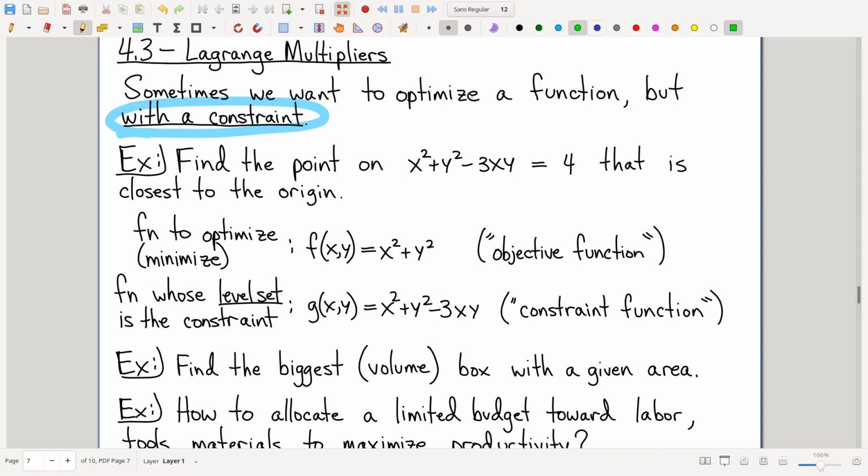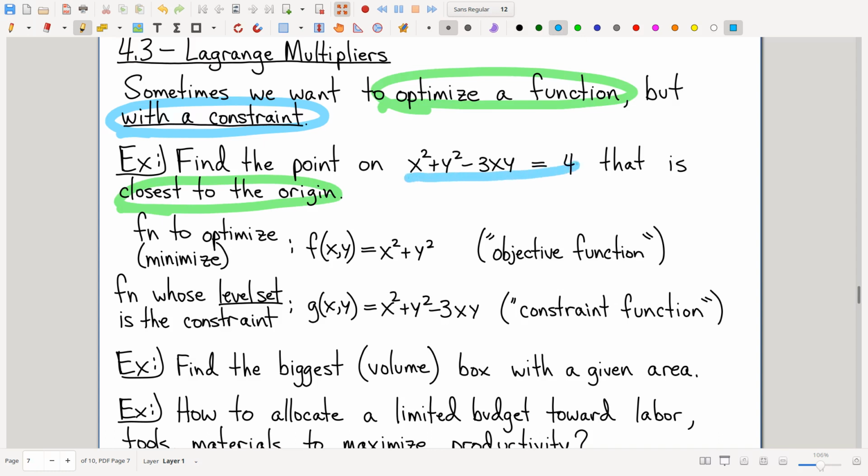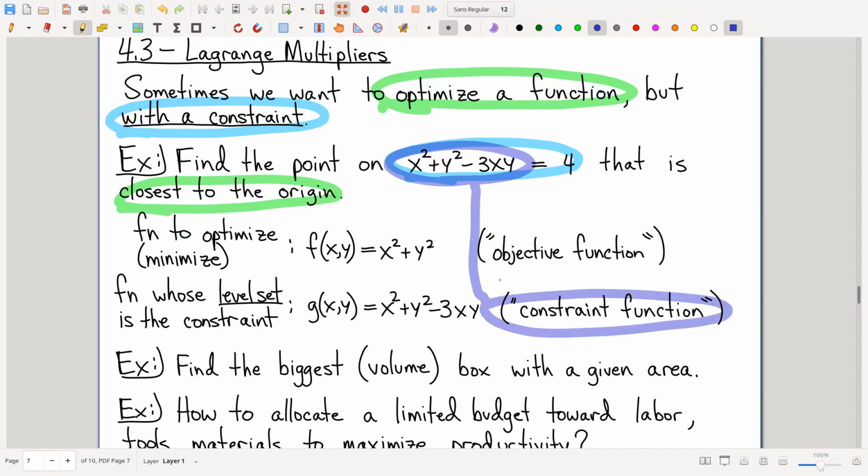So there's a function you want to optimize, but a constraint that has to be satisfied. So for example, you might say, hey, let's find the point closest to the origin. Oh, wait. Now, again, you're not allowed to just pick any point you want. Only points on this curve. And among just the points on this curve, which one's closest to the origin? Very different question. Okay. So what we have here is an example where we have a constraint and thus a constraint function. The constraint function is the function whose level set gives you the constraint.